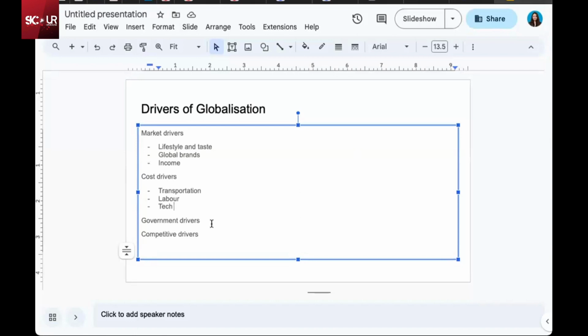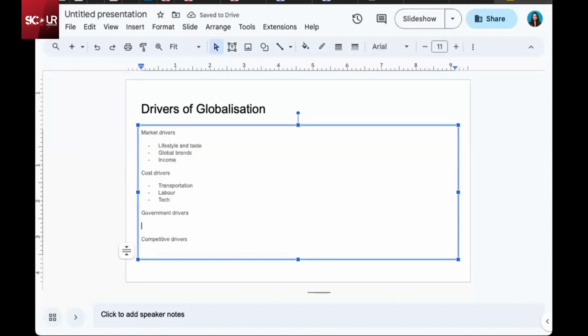And then in terms of government drivers, this is what we are going to learn more about later. For example, the reduction of barriers, or what we call tariff barriers when we are doing international business, tariff and non-tariff barriers. And then we also have, like I've mentioned just now, the regional economic blocks, and then government efforts or initiatives in open markets.